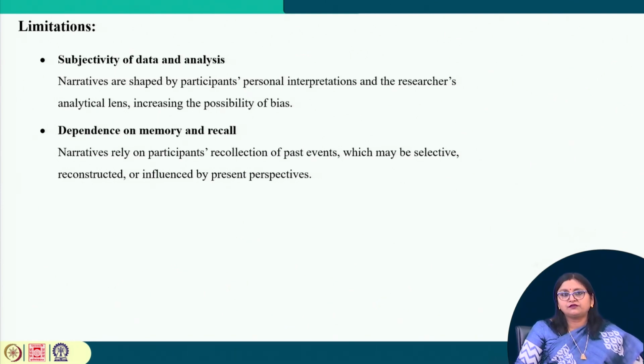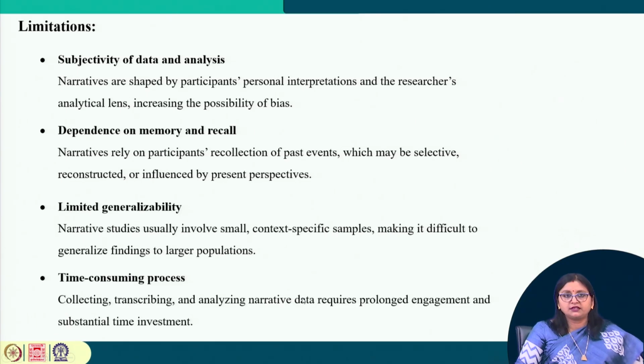The subjectivity of data and analysis. Definitely, narrative analysis and its narrations are shaped by the participants' personal interpretations and the researcher's analytical lens, increasing the possibility of bias. Dependence on memory and recall. Narratives rely on participants' recollection of past events, which may be selective, reconstructed or influenced by the present perspective. There is the possibility.